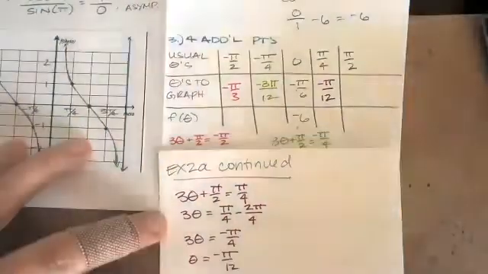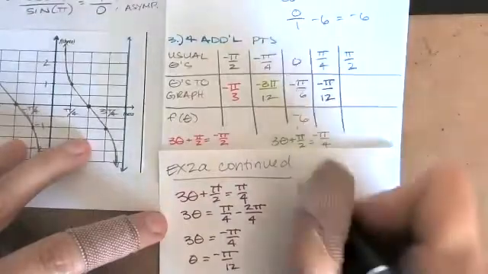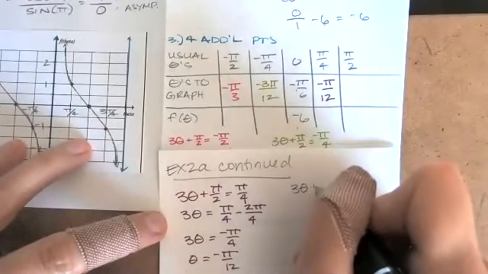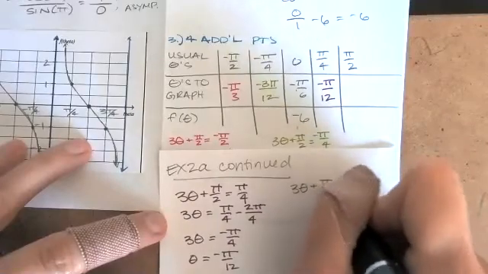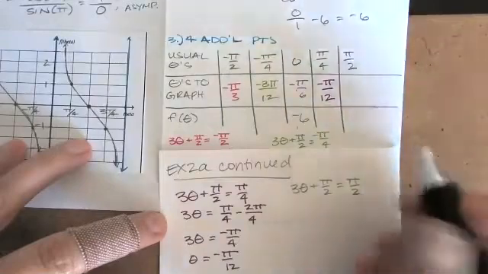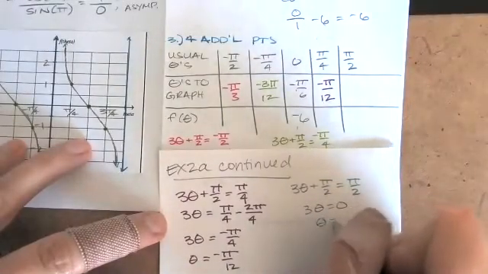And our very last value here is 3 theta plus pi over 2 equals pi over 2. And when we subtract that, we get 3 theta equals 0, which means theta is 0.